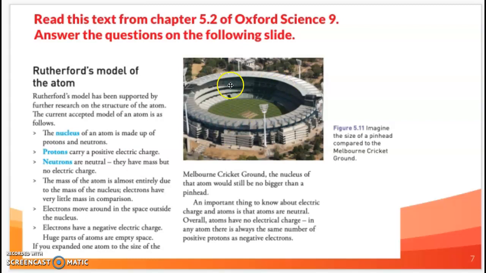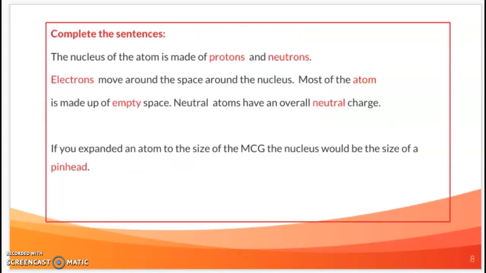It's a nice analogy to really imagine what it would look like when you break down the components of the atom. Just some answers to look at from that piece and that article. The nucleus is made of protons and neutrons. Electrons move around in the empty space. Most of it is empty space and they have an overall neutral charge. I have to emphasize that's for neutral atoms. Obviously in ions, cations, anions, that's a different case. And the pinhead is the size of the nucleus.